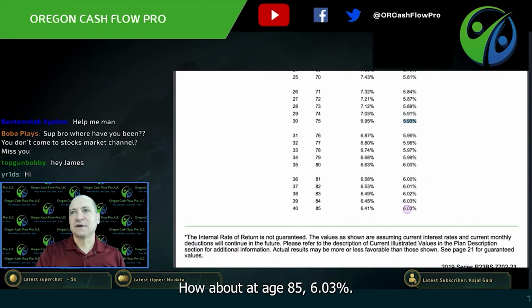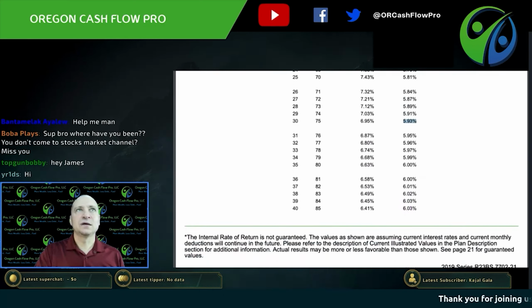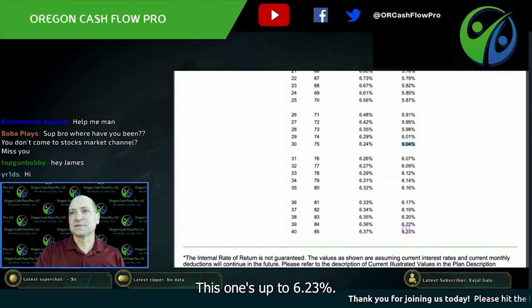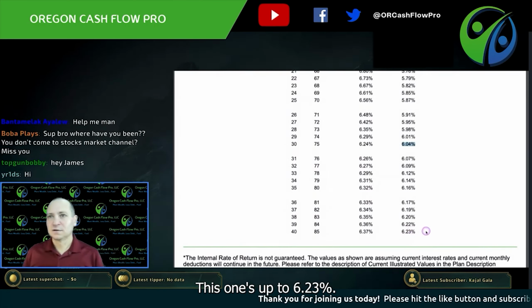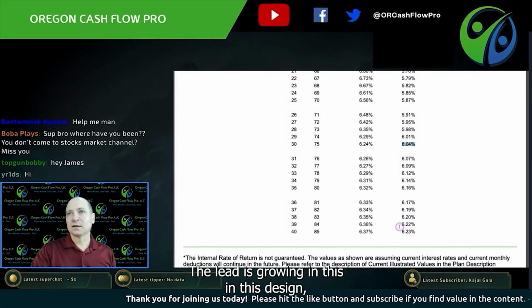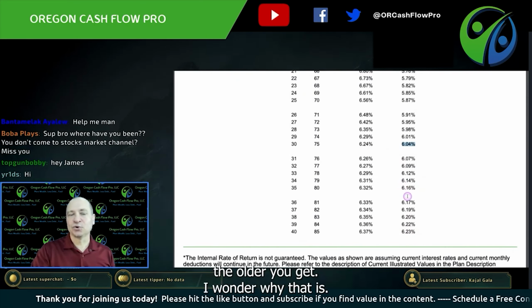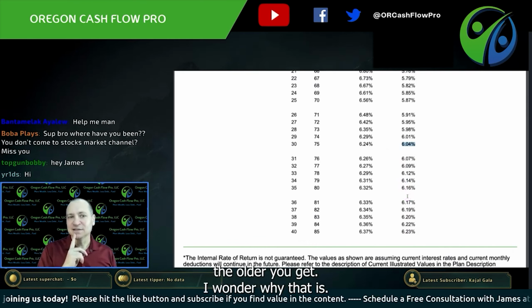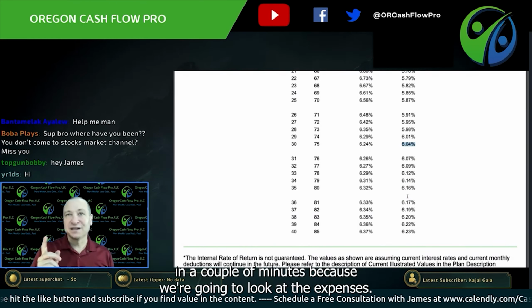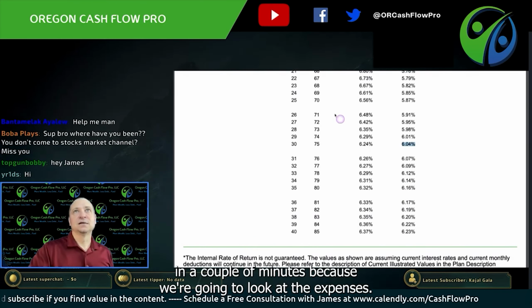How about at age 85? 6.03. This one's up to 6.23. The lead is growing in this design the older you get. I wonder why that is. We're going to find out here in a couple of minutes because we're going to look at the expenses.